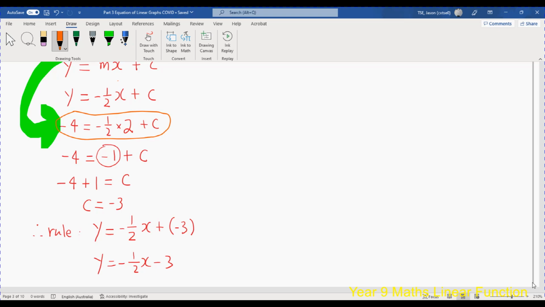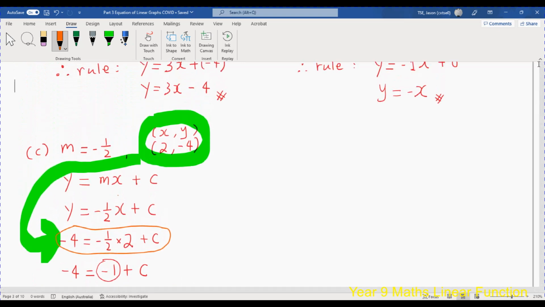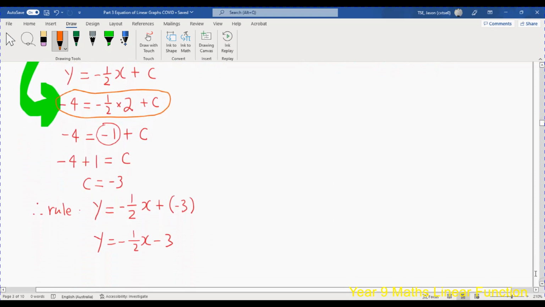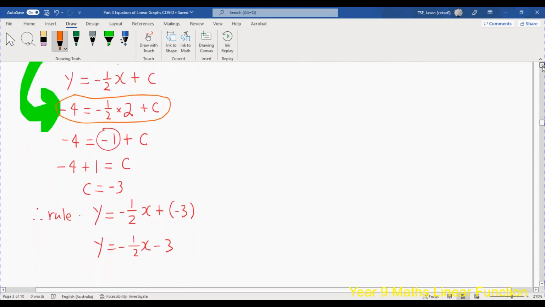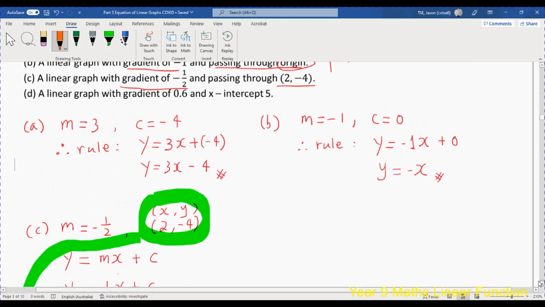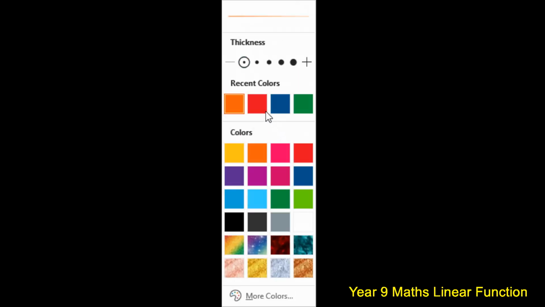The answer is to look for a rule or an equation. So your answer should be in the form y equals mx plus c in the end. Okay, so that's for our part C. Again, if you need more time to copy or to think, just raise your hand bravely. The teacher won't blame you, I'm pretty sure.